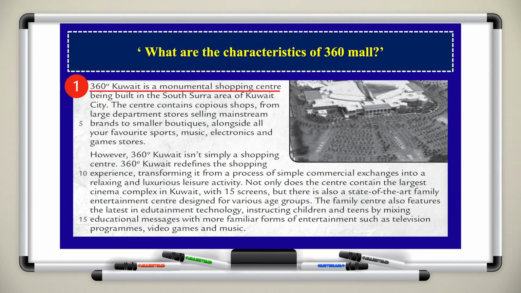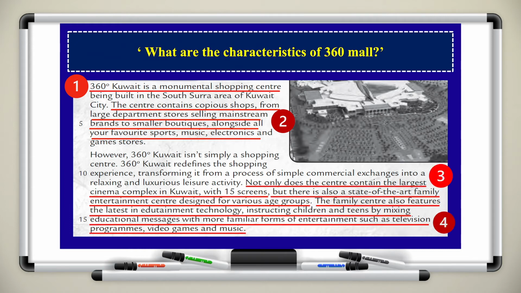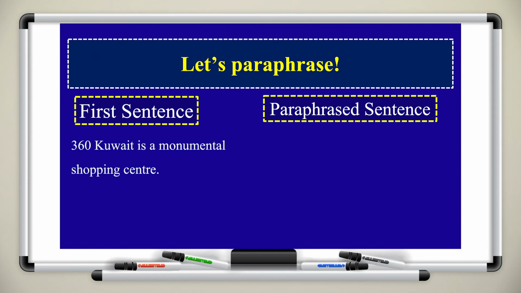Right? The first one is 360 Kuwait is a monumental shopping center. The second one, the center contains copious shops from large department stores selling mainstream brands to smaller boutiques alongside all your favorite sports, music, electronics, and games store. And we have the rest of the answers. Now let's go ahead and paraphrase. We have the first sentence or the first answer. 360 Kuwait is a monumental shopping center. Now, if you look at the sentence, which word do you think we can change into another word, but it will still give us the same meaning? We have the word monumental. Let's change it.